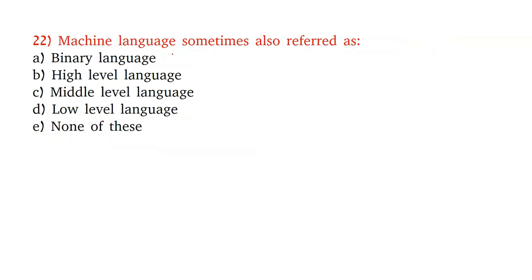Machine language is sometimes also referred to as: A. Binary language. B. High level language. C. Middle level language. D. Low level language. E. None of these. The correct answer is A. Binary language.